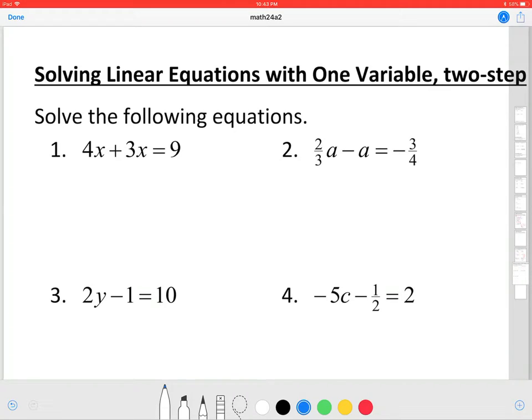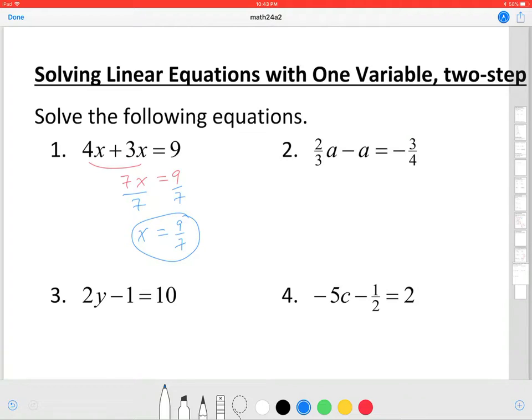Number one problem, 4x plus 3x equal to 9. Of course, here we can combine 4x plus 3x since they are like terms. We get 7x is equal to 9. That's the one step. And of course, now what's left is divide by 7. So x equal to 9 over 7 is our answer.